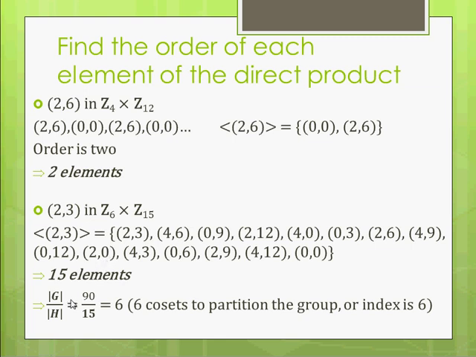And pulling from a previous lecture on Lagrange's theorem, which you'll probably see over and over, when we divide the two, we get 6. So the index is 6. It would take 6 cosets of (2, 3) to partition this whole group.